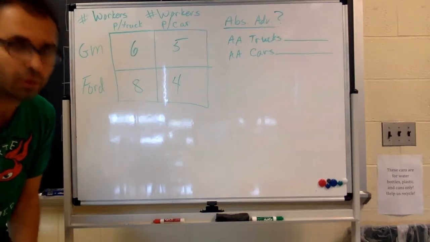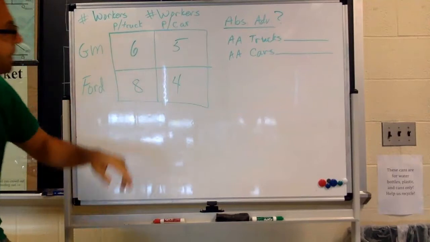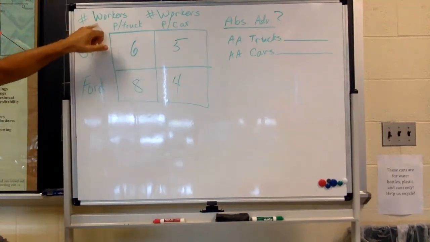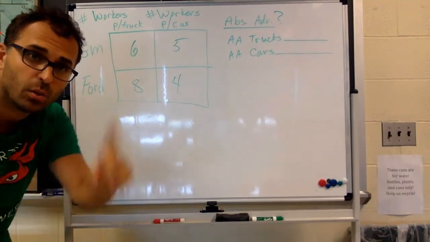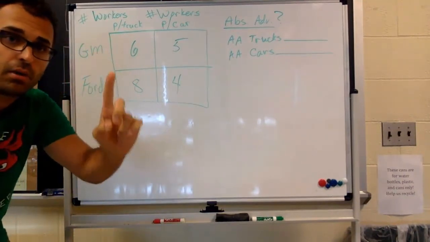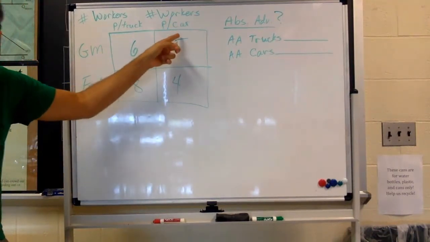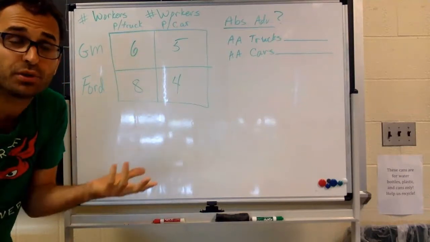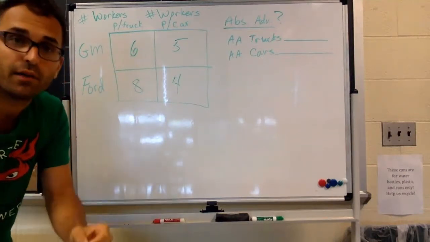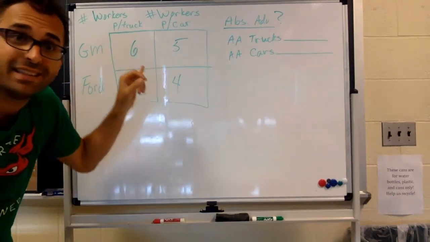Well, if you look a little closely, we're actually working with the second part of the definition. Look up here. This says number of workers per truck. How many trucks? One truck. The number of workers to produce one truck. The number of workers to produce one car. So who produces more? Think about it this way. Who produces more in a day? Whoever uses the smallest number of inputs.